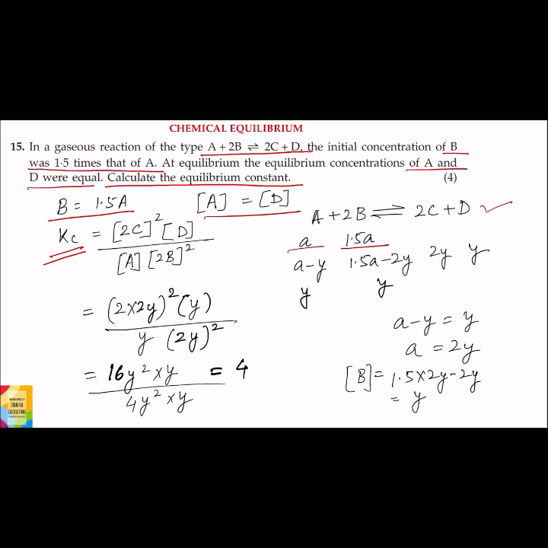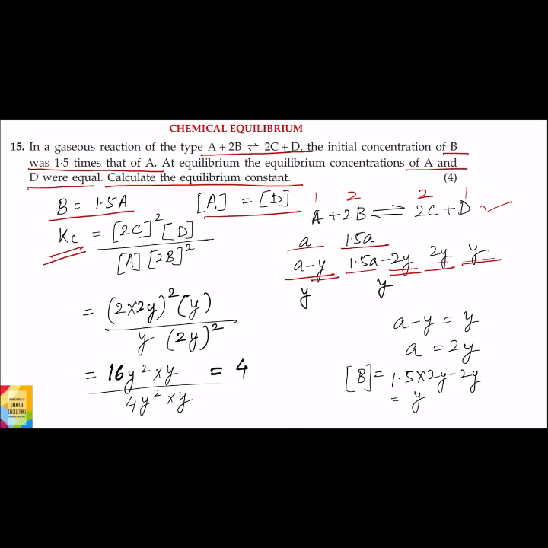So at equilibrium, amount of A remaining is A minus Y, amount of B remaining is 1.5A minus 2Y, and amount of D formed is Y. Because from the balanced equation we know 1 mole of A combines with 2 moles of B to form 2 moles of C and 1 mole of D. तो अगर y moles of D फॉर्म हुआ है तो 2y moles of C फॉर्म होगा, and amount of B reacted is 2y, so amount of B remaining is 1.5A minus 2y, and amount of A reacted is y, so amount of A remaining is A minus y.